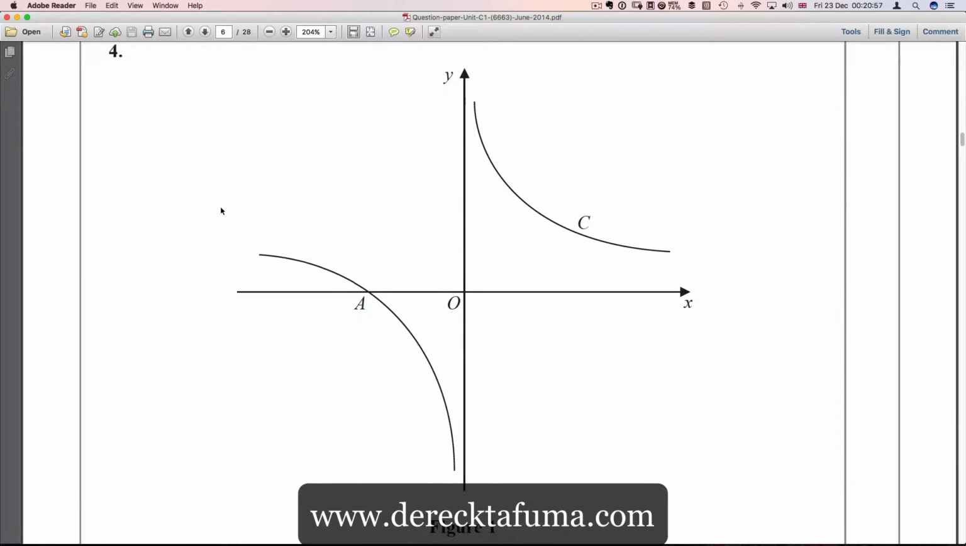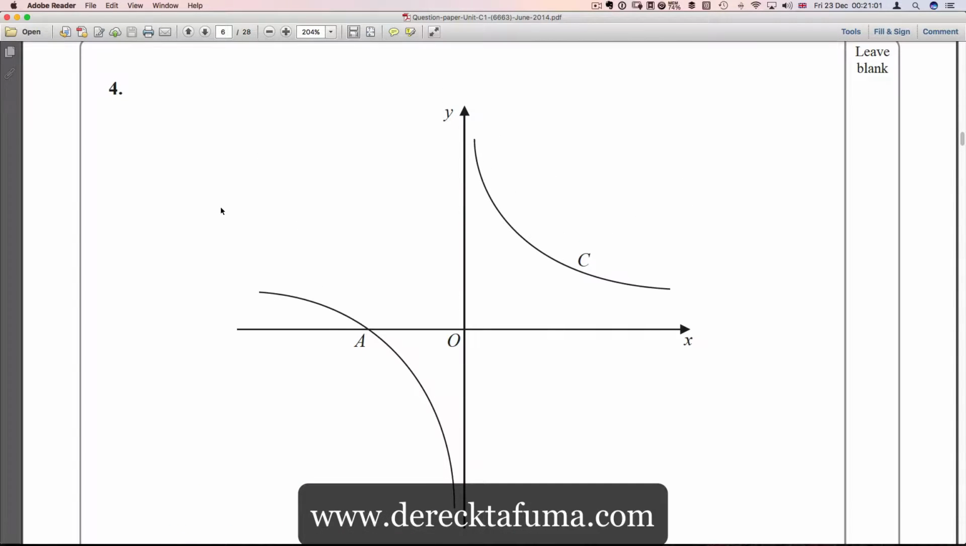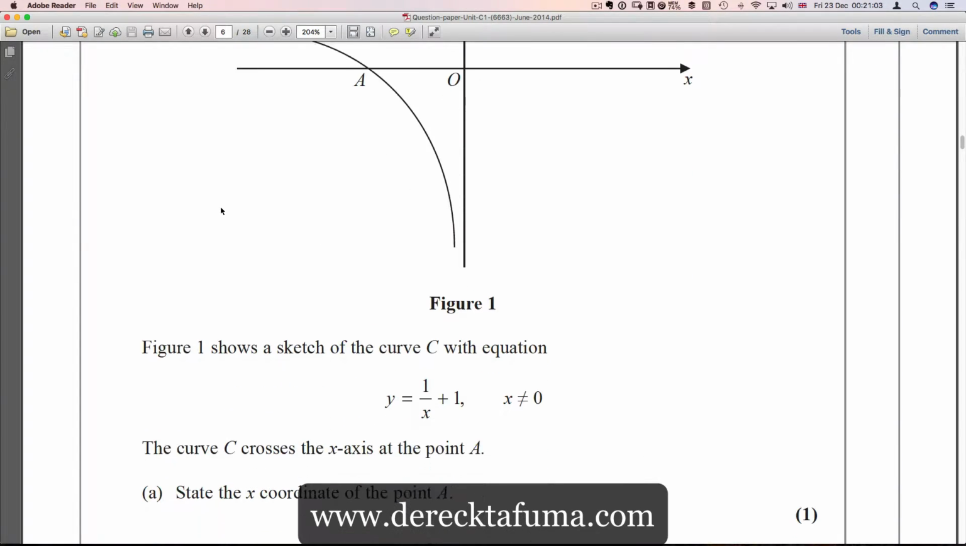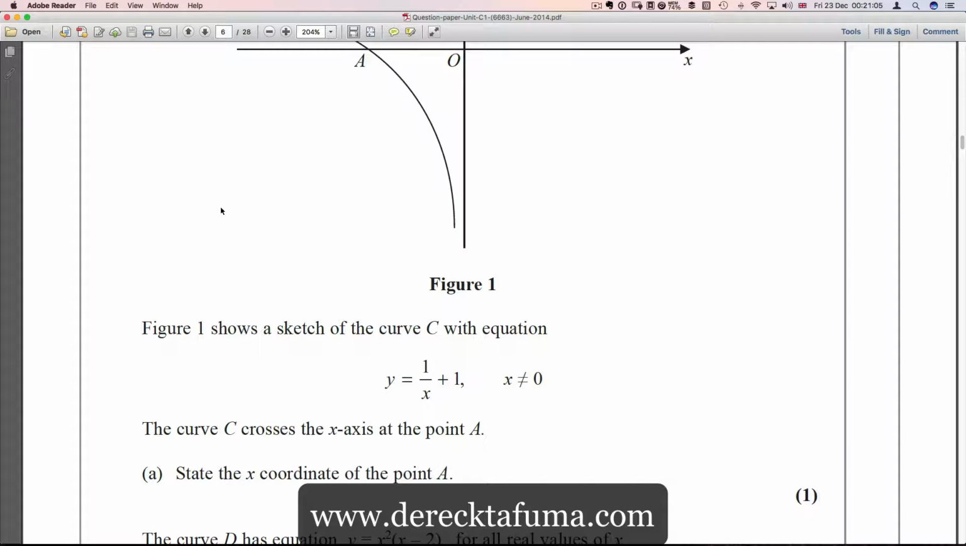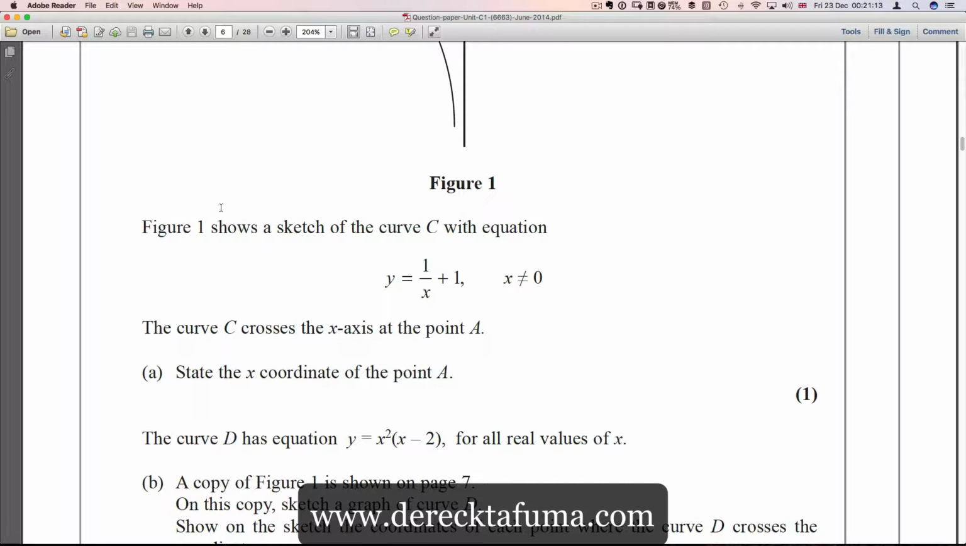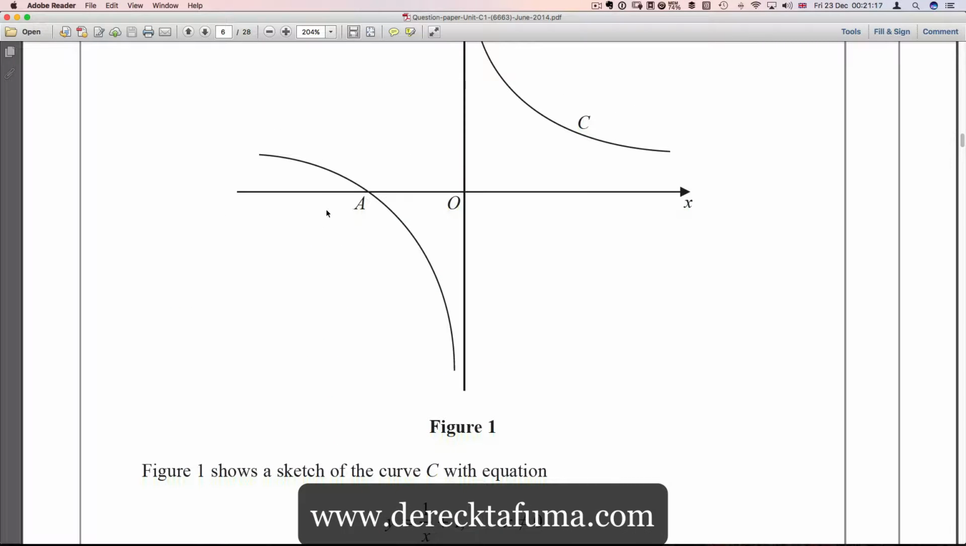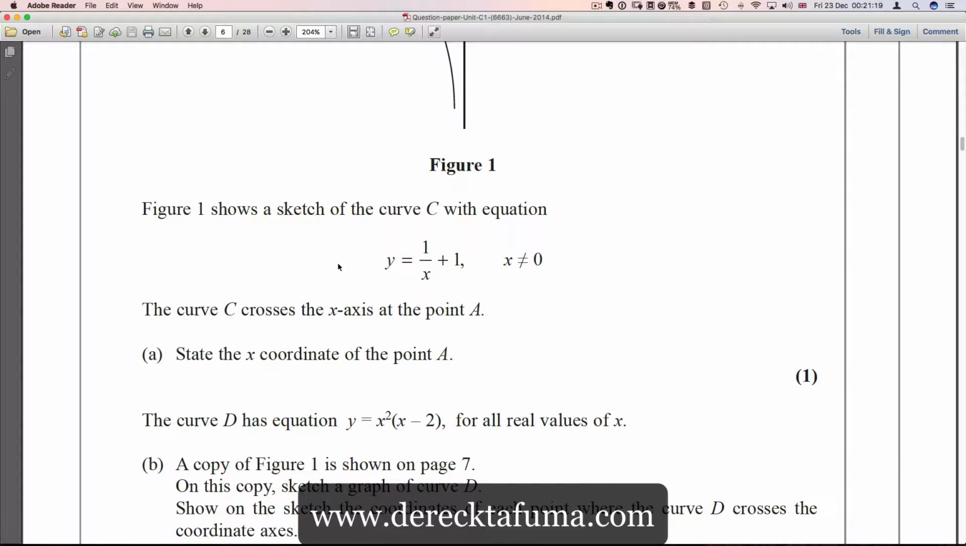Question 4 is as follows. There is curves A and C. Figure 1 shows a sketch of the curve C with the equation y equals 1 over x plus 1, where x is not equal to 0. The curve C crosses the x-axis at point A, which is that point. State the x-coordinate of point A.